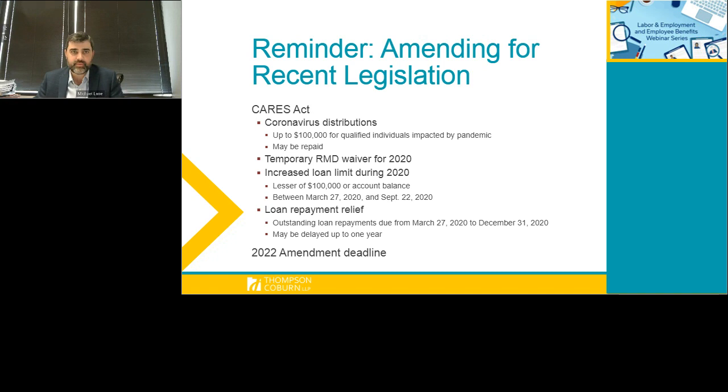That was for loans that were initiated between March 27th, 2020 and September 22nd, 2020. It also gave relief for outstanding loan payments that were due from the period starting on March 27th, 2020 to December 31st, 2020. Those loan repayments are allowed to be delayed for up to 1 year. So to the extent you need to amend your plans to reflect any of these provisions of the CARES Act, again, you've got a 2022 plan amendment deadline to keep in mind as you head into next year.